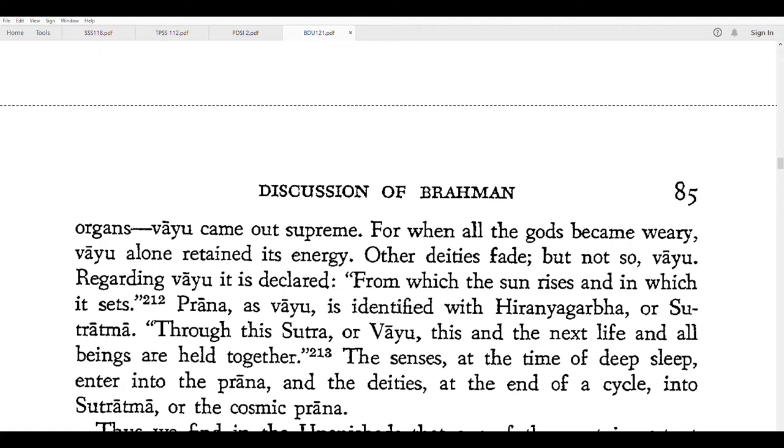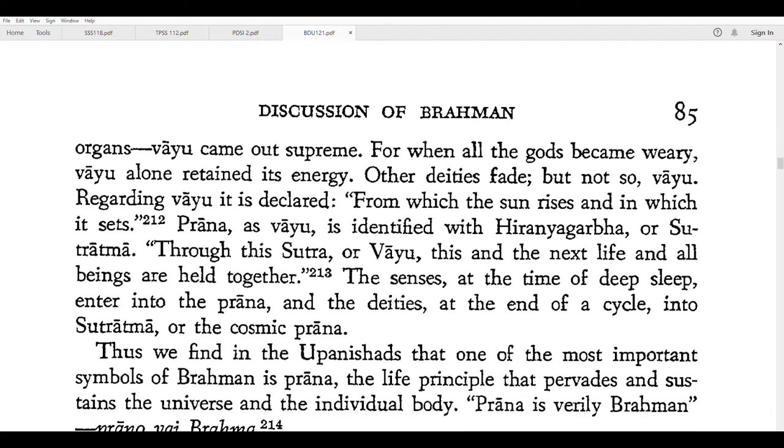Regarding Vayu, it is declared: from which the sun rises and in which it sets. Prana as Vayu is identified with Hiranyagarbha or Sutratma. Through this sutra or Vayu, this and the next life and all beings are held together. The senses at the time of deep sleep enter into the prana, and the deities at the end of a cycle into Sutratma, or the cosmic prana.